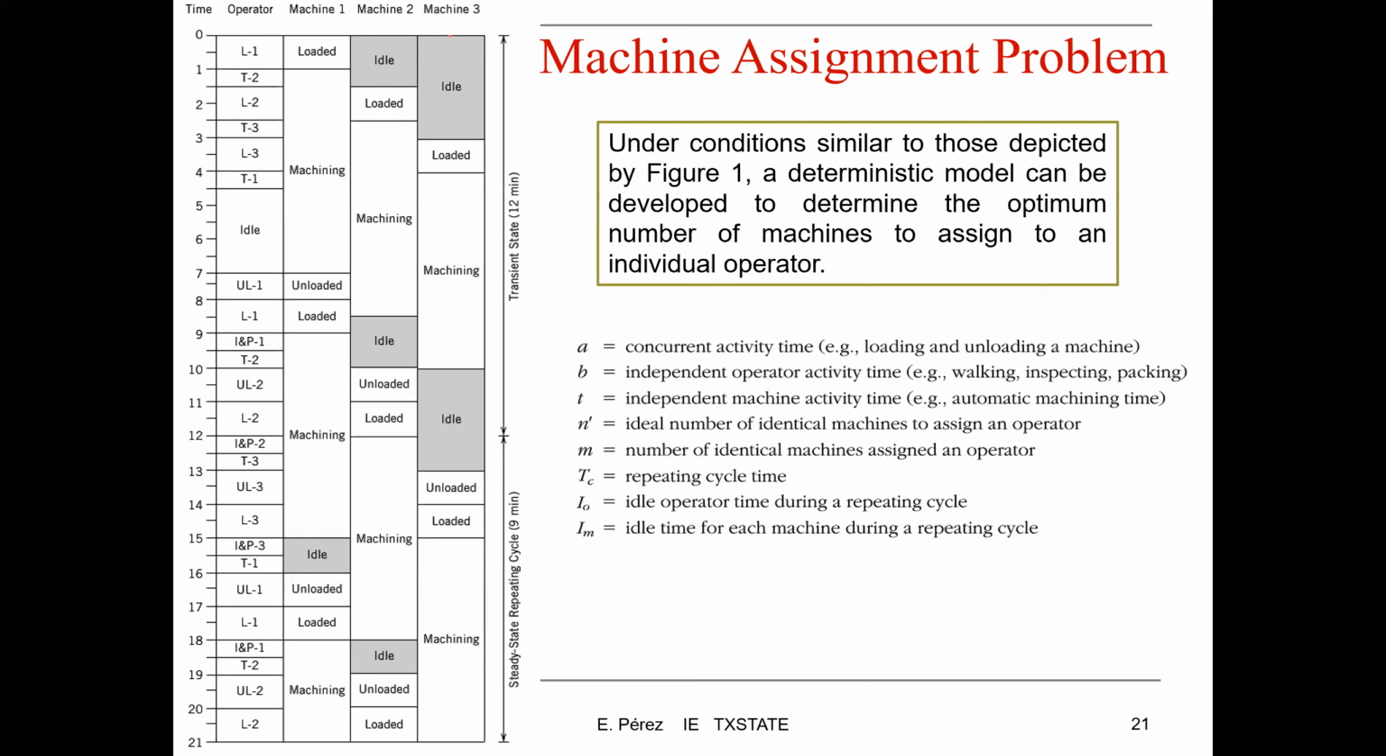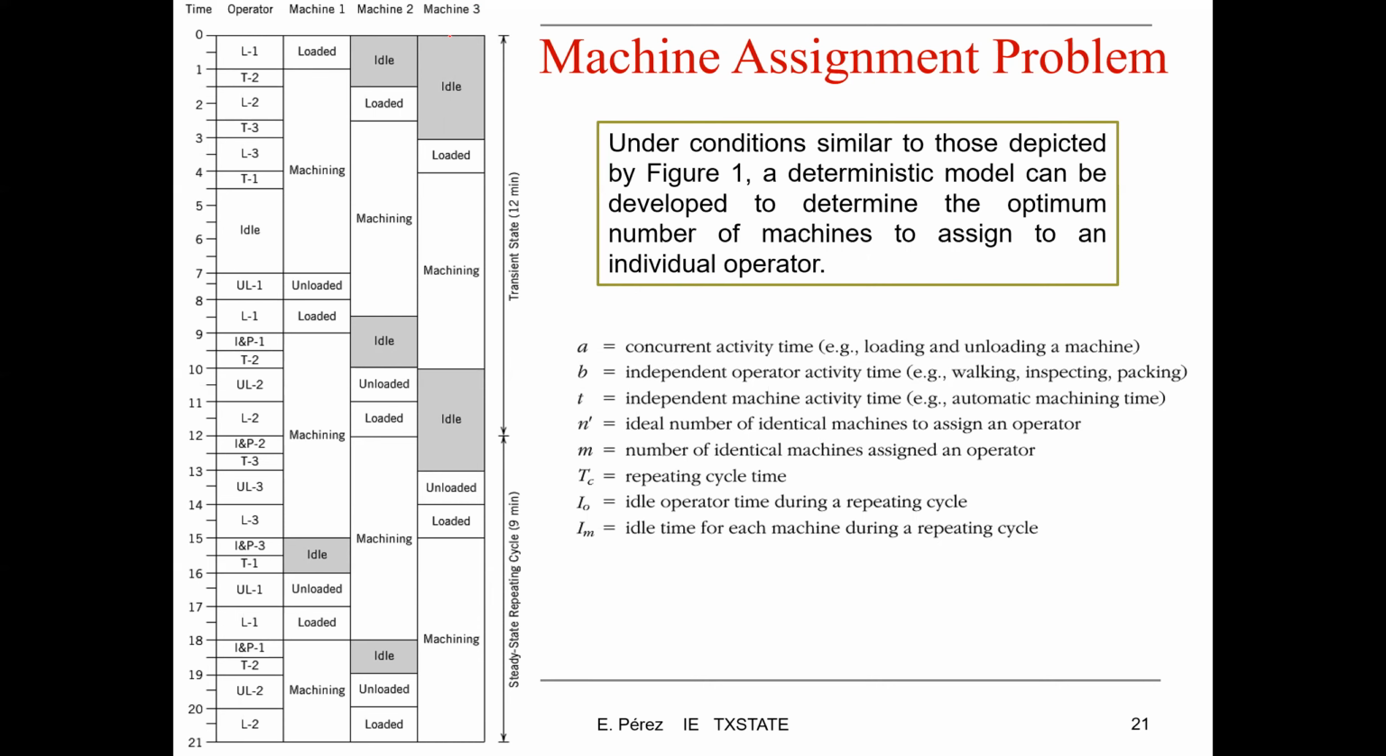We're going to be taking into account all these parameters. A is the concurrent activity time, for example, loading and unloading a machine. B is independent operator activity time, like walking, inspecting, packaging. T is the independent machine activity time, or automatic machine time. N prime is the ideal number of identical machines to assign an operator, which is what we want to know: if 3 machines is enough, or do we need to assign 4 because he has too much idle time? Or the contrary, maybe we have assigned 3 and he doesn't have enough time to take care of 3 machines, so we might need to go to 2.